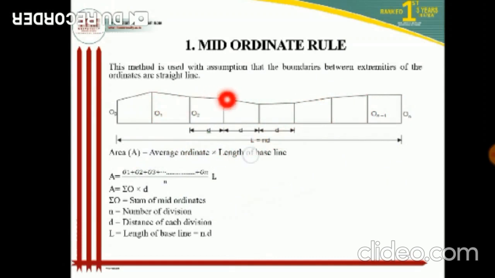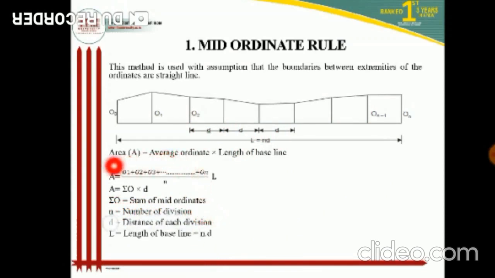So to calculate the area of this land, here D is the distance between each division, and L is the total length of this baseline, which is equal to the distance of one division multiplied by the number of divisions. So the number of divisions is equal to n, and length L is equal to n into D.